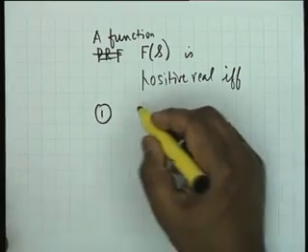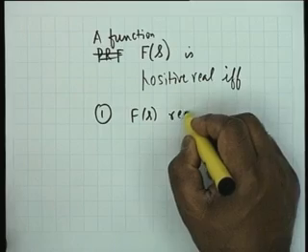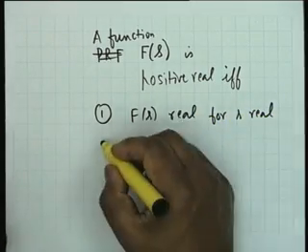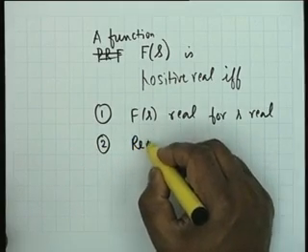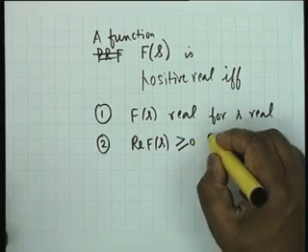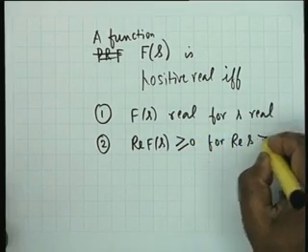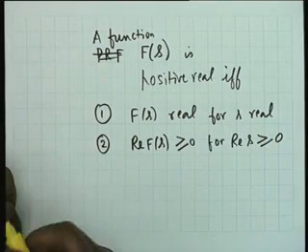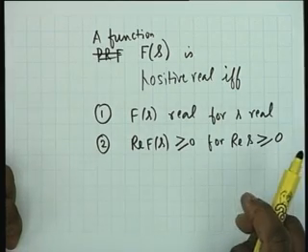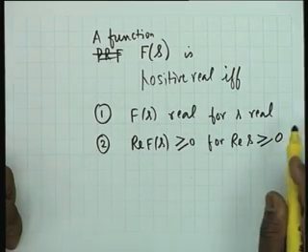Number 1, f of s is real for s real, it must be a real function. And number 2, the real part of f of s should be non-negative for real part of s non-negative. Real part of s non-negative means the right half plane, isn't that right? Including the j omega axis, that is, it is the closed right half plane.